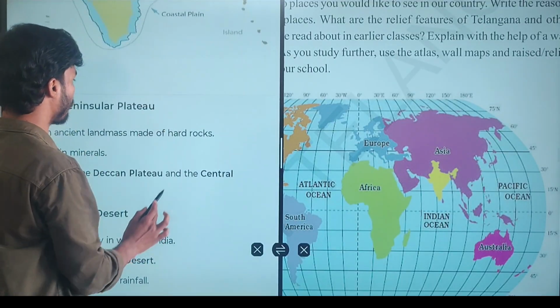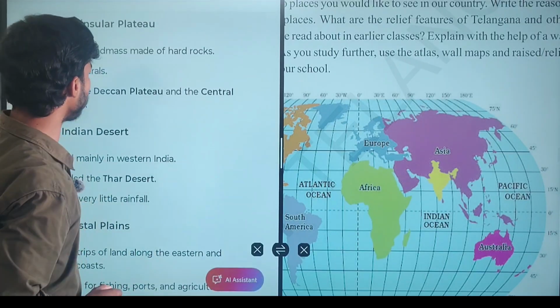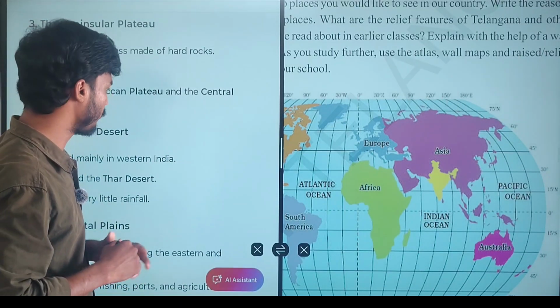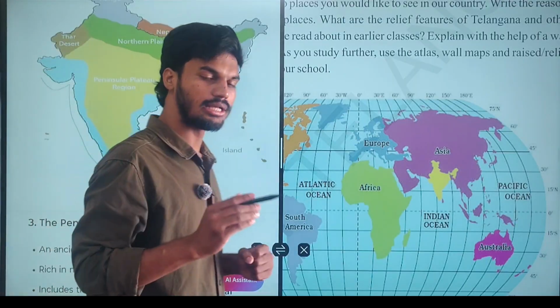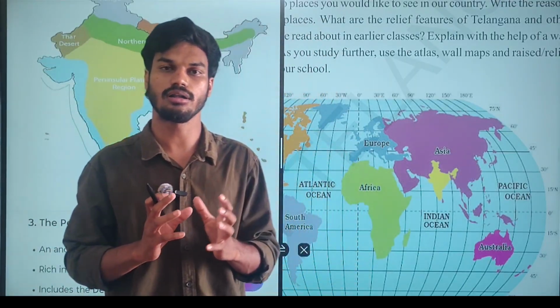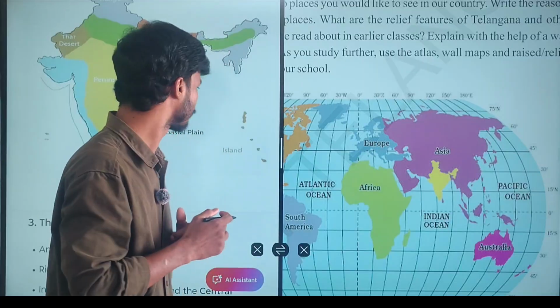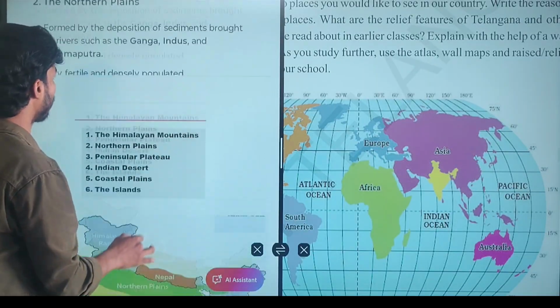Next, coming to the Peninsular Plateau. It is an ancient landmass made up of hard rock. This is the region of the Peninsular Plateau. This Peninsular Plateau consists of hard rocks, and it is also known as the ancient one. It is made up of hard rocks.